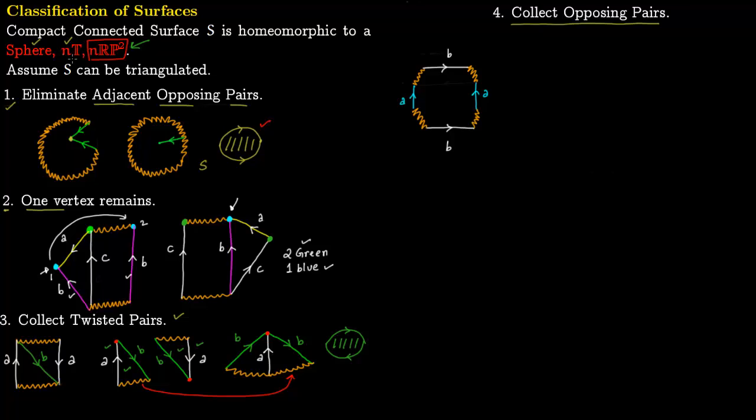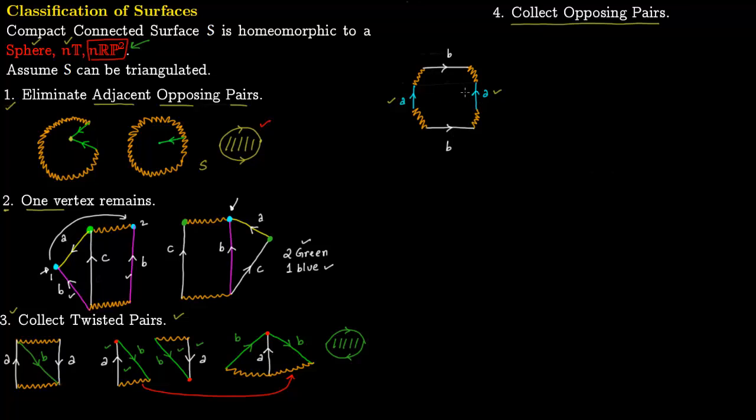This we haven't talked about as yet. First thing, you notice that there are no twisted pairs, because if there were twisted pairs, by step 3 you eliminated them. So the only thing you have is opposing pairs. And notice that A would lie opposite to A like this, B would lie opposite to B like this.